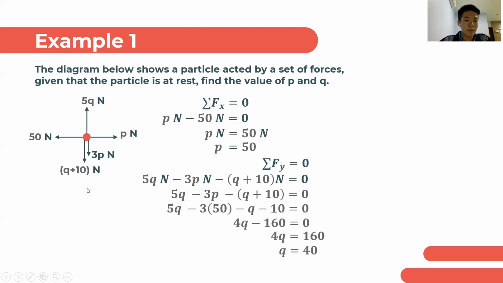Now I'll explain why we chose to focus on the x-axis before focusing on the y-axis. So we can see that in the y-axis we have two variables, q and p. If both of them are unknown, we can't find either of them. So we need to first start at the x-axis, which has only one variable, so that we can use this variable to substitute into the y-axis to get the other variable, q.